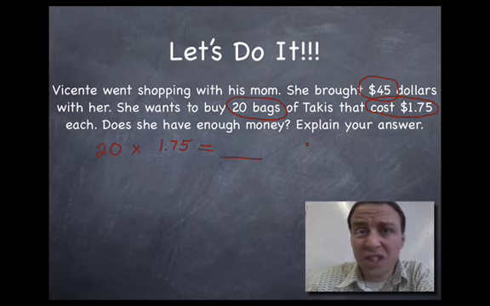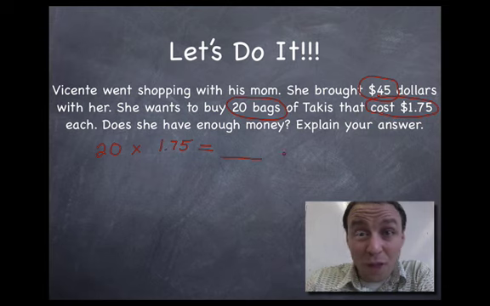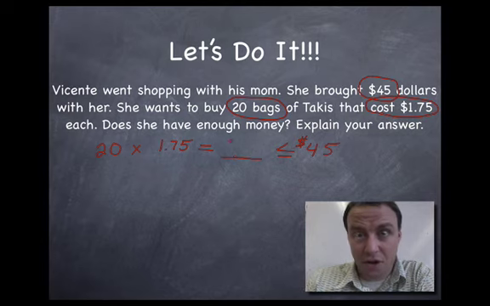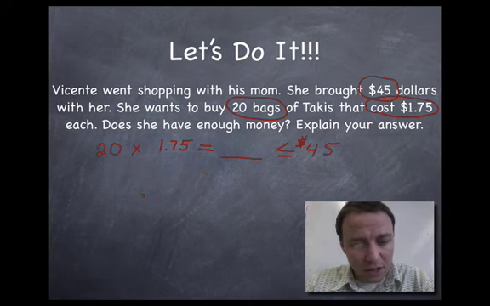Well, is that the question? Not really. When we find that answer, it's going to help us to answer the real question, which is, is she going to have enough money if she brought 45 bucks? So is that answer less than or equal to $45? That's the real question. So let's go about finding this answer. And then we can see, okay, does she have enough or no, she doesn't. Okay, so let's go ahead and do this.